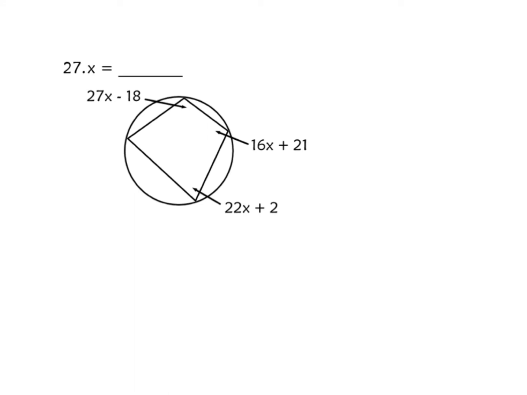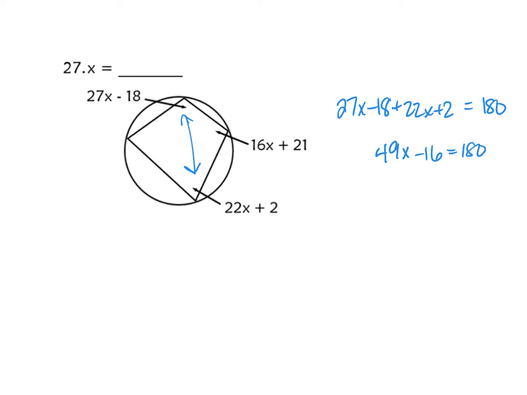So again, the same idea. This one just involves algebra. I do know that opposite angles here have to be supplementary. So 27x minus 18 plus 22x plus 2, that should equal 180 degrees. So let's combine our like terms. We have 49x minus 16 equals 180. Add 16 to both sides. 49x will equal 196. Divide by 49. X equals 4.